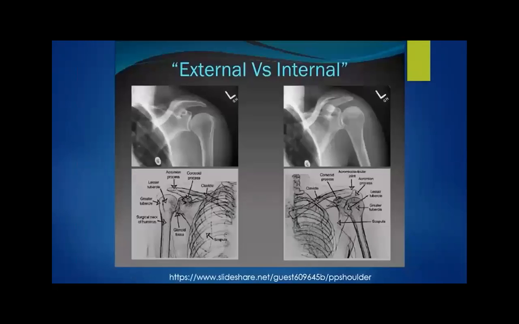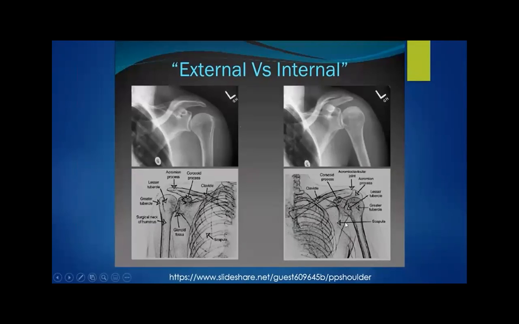Internal versus external. Here we have both of our views that we just talked about, the internal and external rotation. So here's our greater tubercle on the external. There's the lesser. Everybody's going to be a little different. This is a little different than the last view. Here it is on the bony anatomy. Lesser tubercle here, greater tubercle out towards the lateral side.